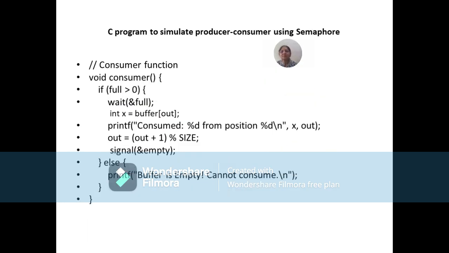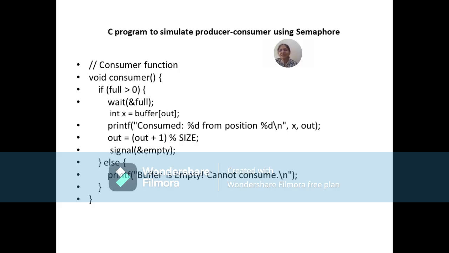Now let us see the body of our consumer function. Consumer is exactly opposite of the producer. So for your exam purpose, if you feel like this program is too difficult or too lengthy, just do any one part. Either you do consumer or you do producer, and they are exactly opposite of each other. In producer we check for empty, and in consumer we check for full.